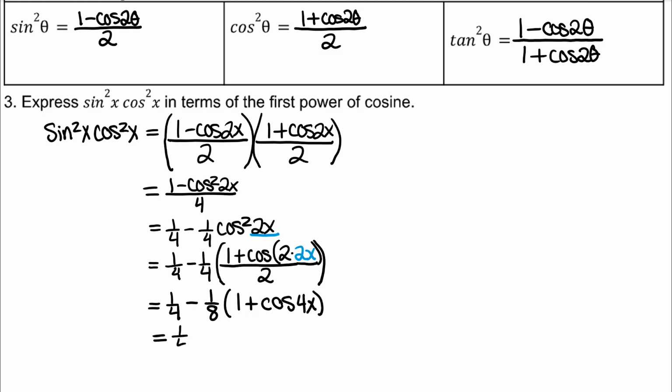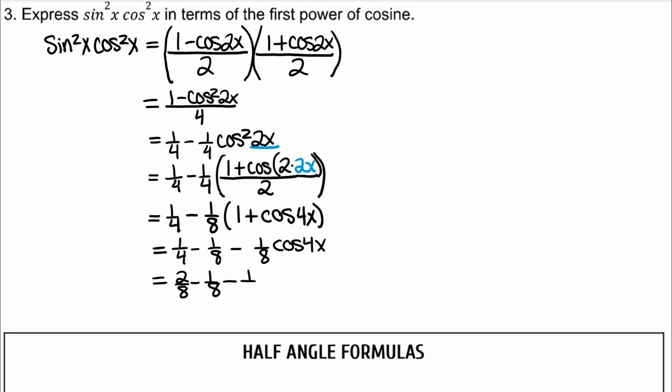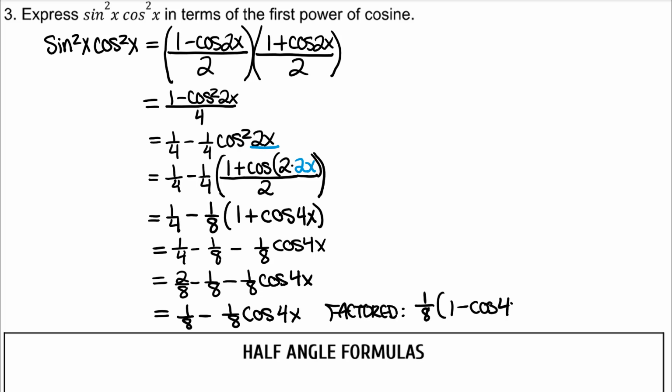Now distribute the 1 over 8 so you can combine like terms. And then write your answer in factored form, so I took out the 1/8. But it wouldn't be wrong to write it in non-factored form.